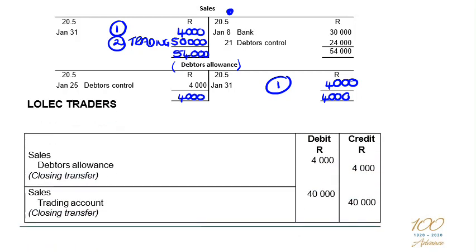Let's have a look. In step 1, I took my debtors allowances, so I took this 4,000 Rand over here and I transferred it to the sales account. So I've got a credit in debtors allowances and a debit in sales. And then in step 2, I could now close off my net sales of 50,000 Rand, debit in sales, and a credit in the trading account of 40,000 Rand.